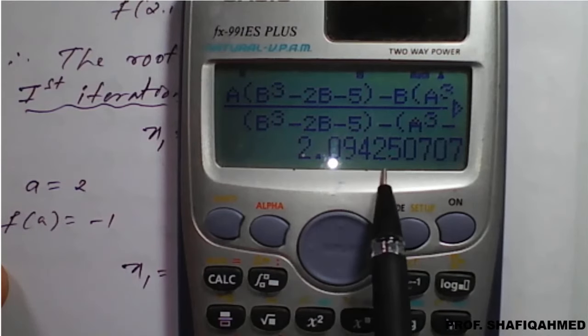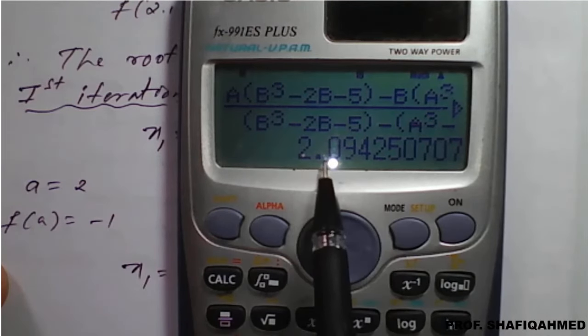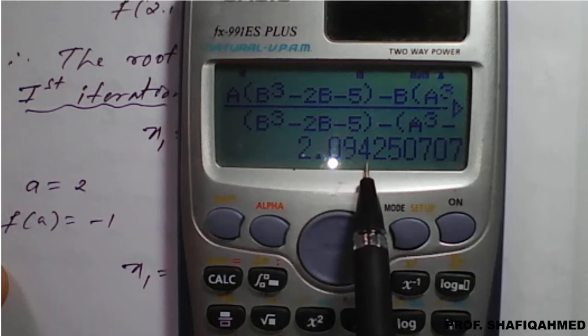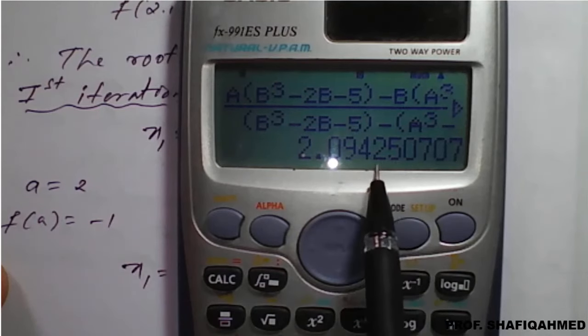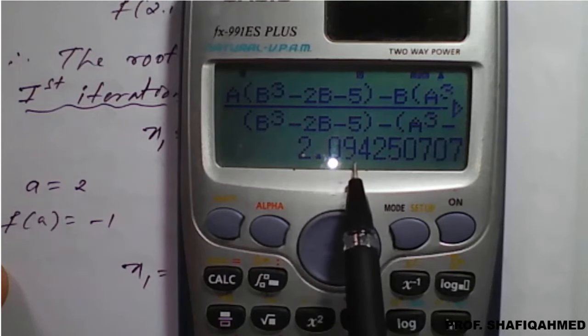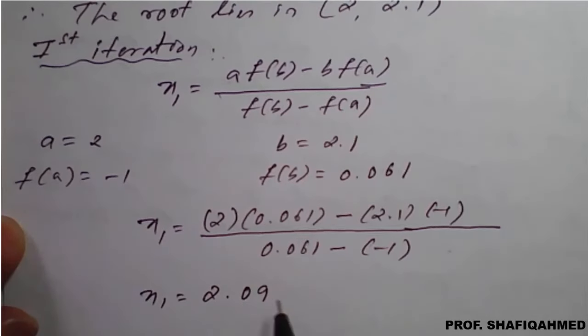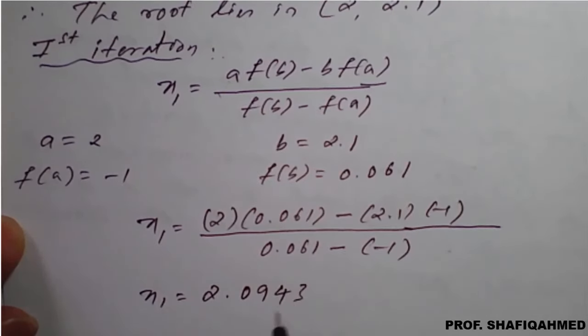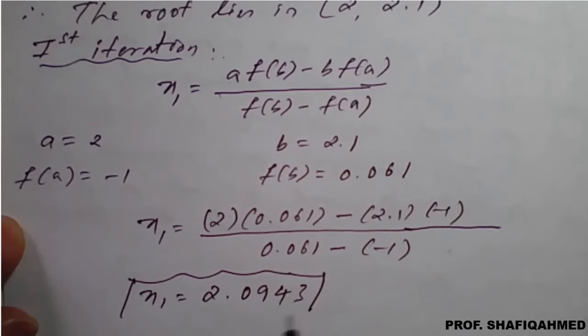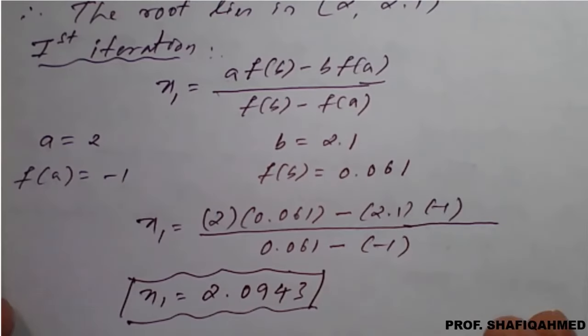2.09425. So I want to take 4 decimal places in the calculation. 2.09425, so 5, you add here. So it will become 2.0943. Therefore our x1 value will be 2.0943. This is the first approximate value we got.